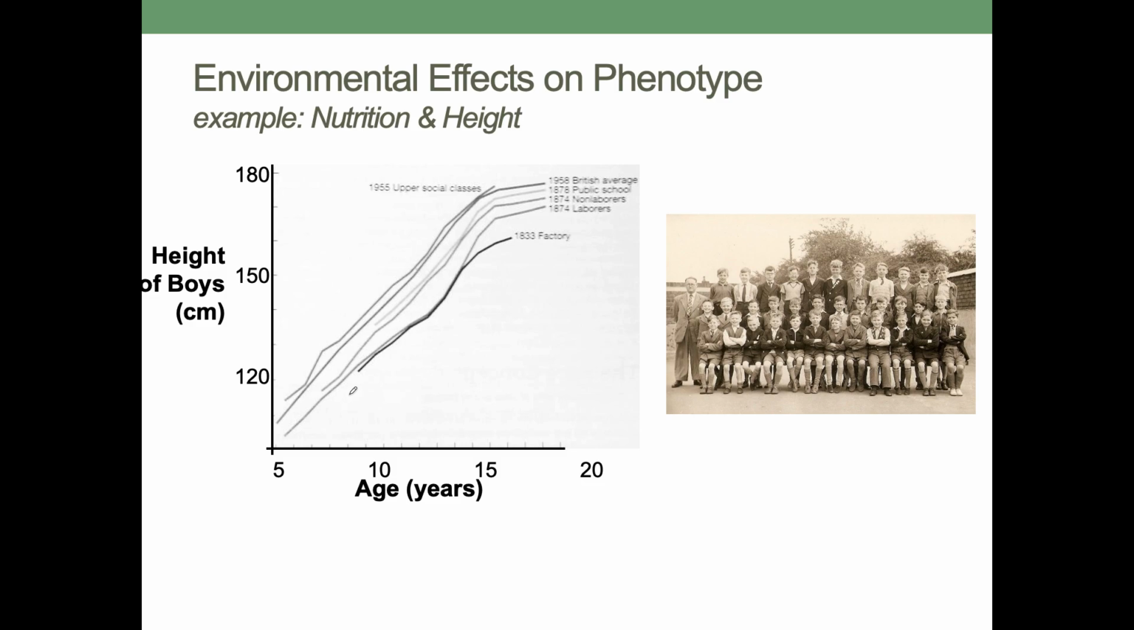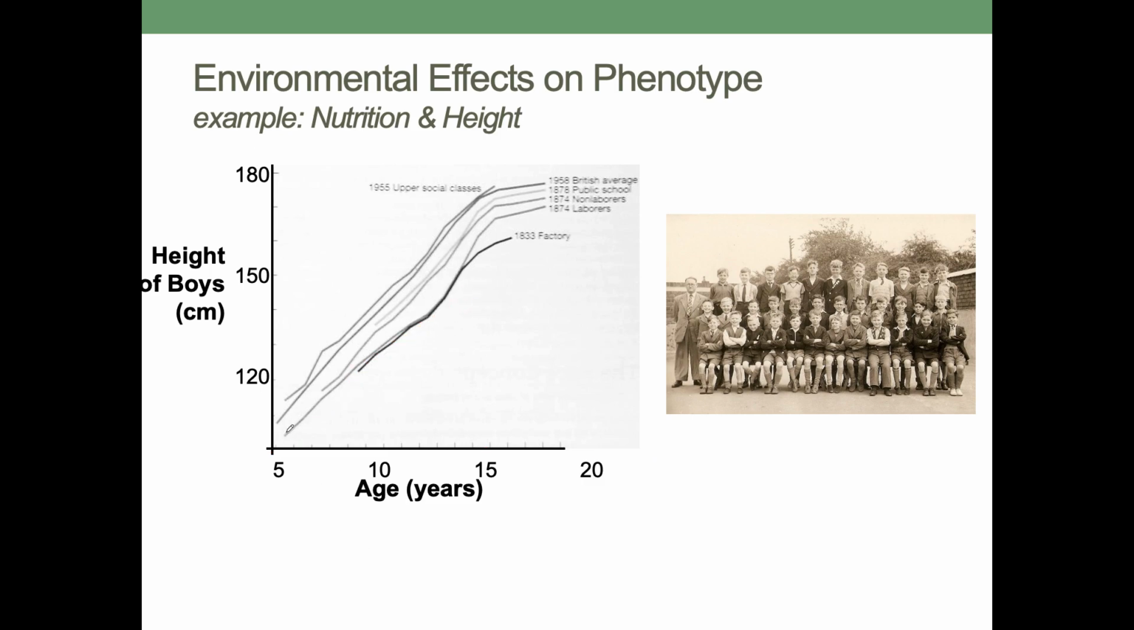Okay, so we can look at the effect of the environment on height as phenotype. And so this is on the y-axis, height of boys in centimeters, and on the x-axis is their age, how old they are in years. So 5 years old, 10 years old, 15 years old, 20 years old, and so on. And so what we see just in general is that as you age, you get taller. You grow up to be taller, usually.